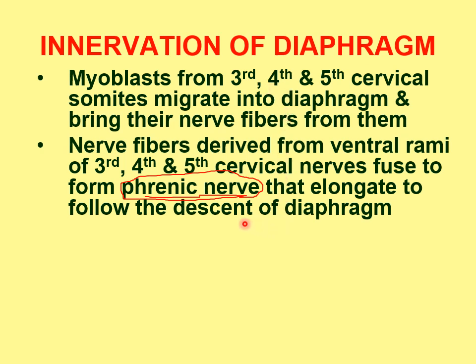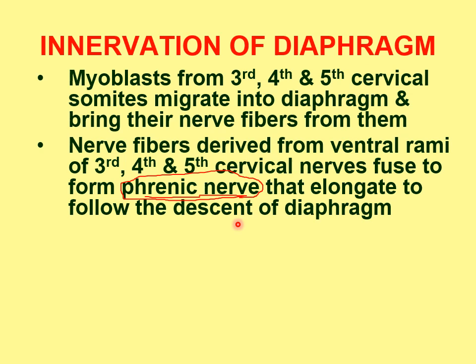Initially the diaphragm develops as the septum transversum at this area, then it migrates and descends down in such a way that in the 6th week it reaches the thoracic vertebral level. So it is moving down, migrating caudally, and at the 8th week of development it reaches the level of the first lumbar vertebra.